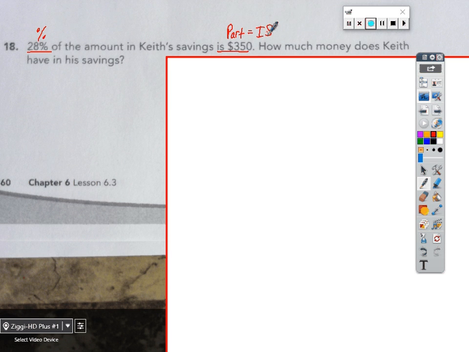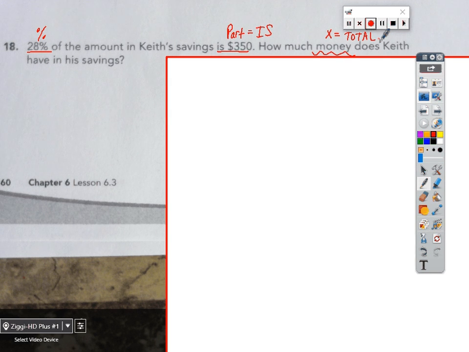How much money does Keith have in his savings? How much money? Well, they're wondering how much he has altogether. So X is really for the total. I don't know if I should draw you a bar model here. I don't know if I should start anymore with the setup. I think you have enough information to get this one going.